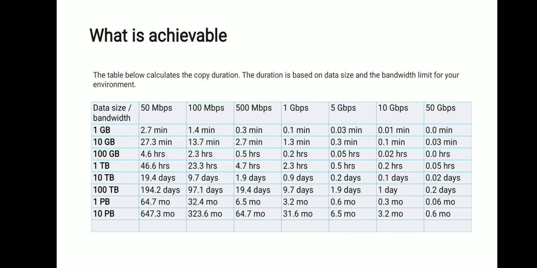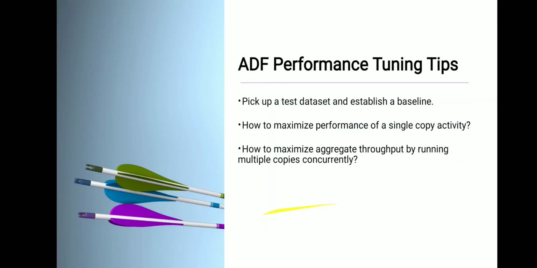Now, this table is very helpful as a quick reference when you are designing a solution architecture for any cloud migration project. From the performance tuning tips perspective, there are three or four areas that you can look at. First of all, pick up a test data set and establish a baseline. You can look at the folder structure, file pattern, and data schema, and always pick up a data set that is big enough to evaluate the copy performance. Once you have run the first set of tests, collect execution details and performance characteristics from copy activity monitoring. That gives you how long it took, and there are other details as well.